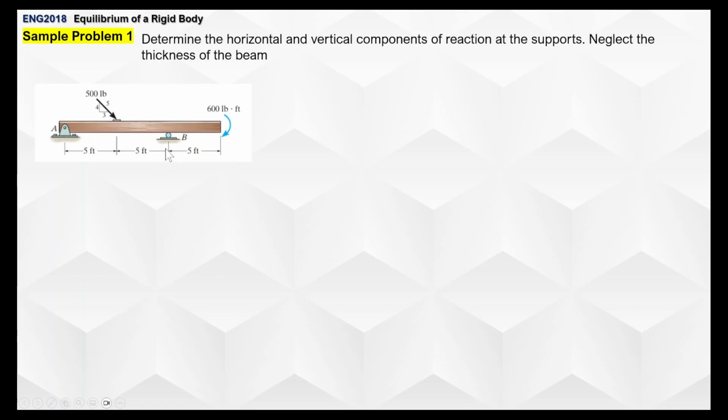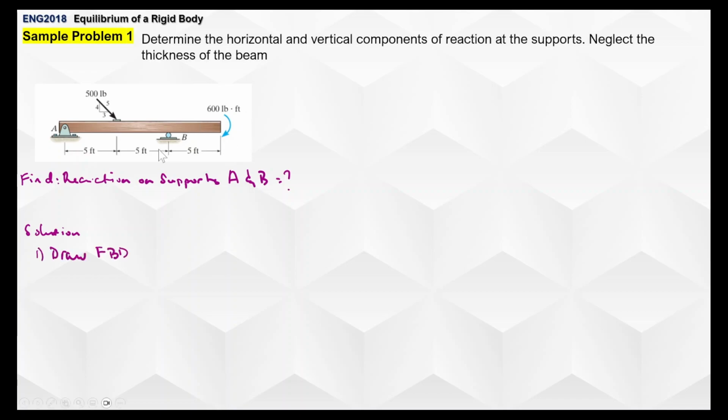And we have the following dimensions. And please do not forget, we also are given a 600-pound force feet moment, and this is clockwise, so we know that this is negative. We also have an applied force of 500-pound force at an angle, which is 5 feet, so we can get its x and y components. So we're asked to find the reactions at supports A and B. Our solution muna is, of course, to draw the FBD.